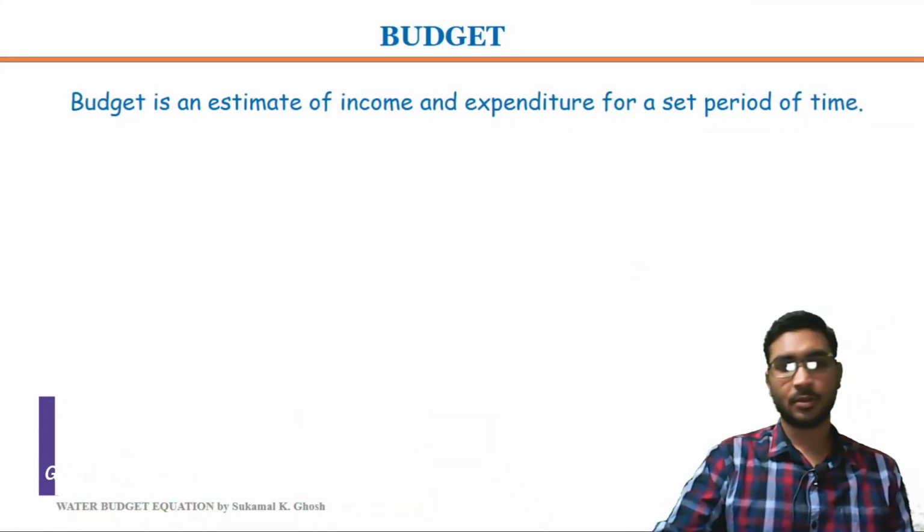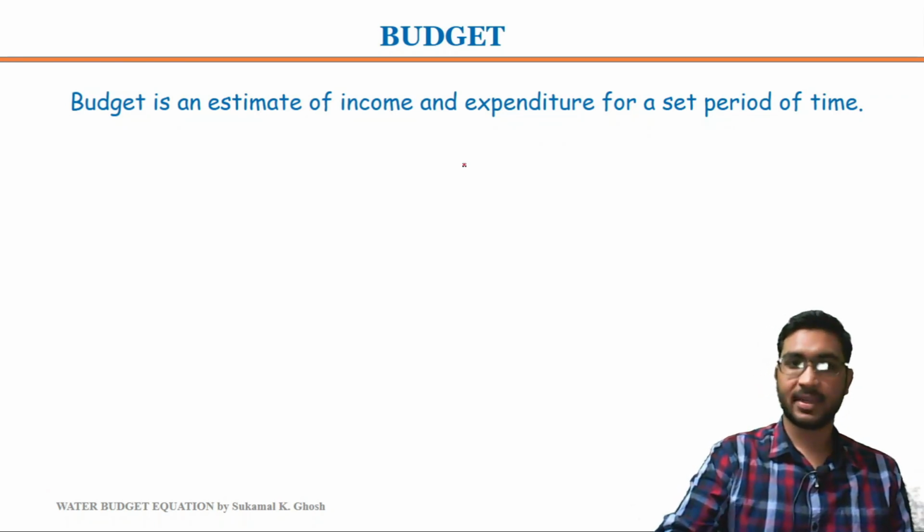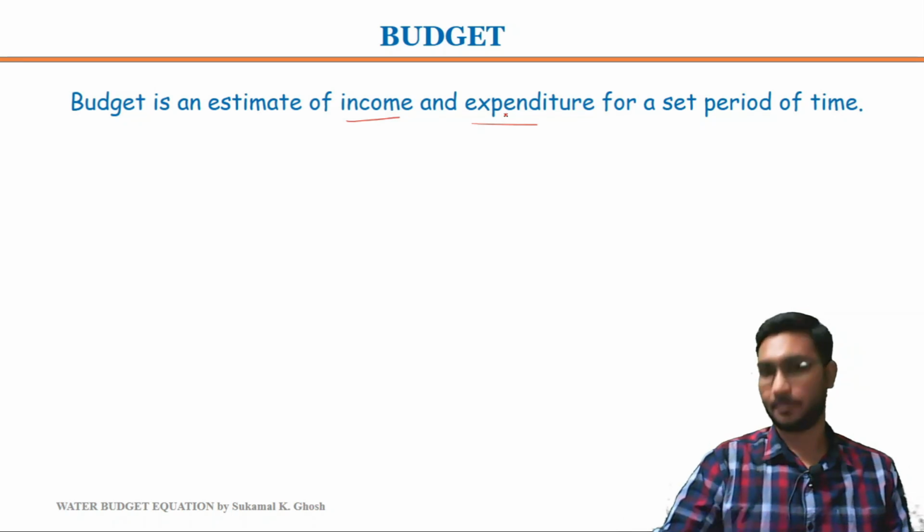In this particular video, we are going to discuss the water budget equation, which is also known as hydrological budget. Before knowing about the water budget equation, we should know what a budget is. A budget is an estimate of income and expenditure for a set period of time.